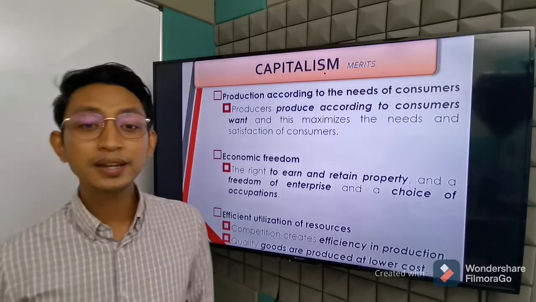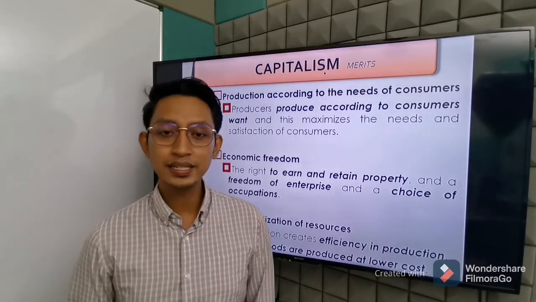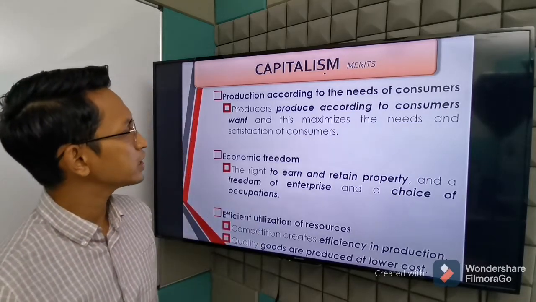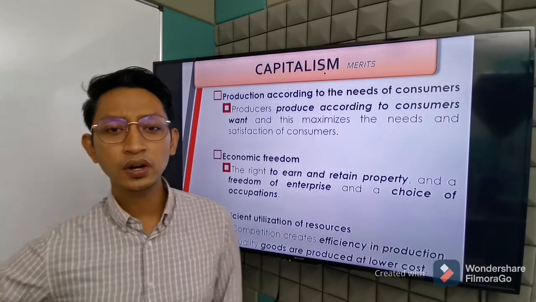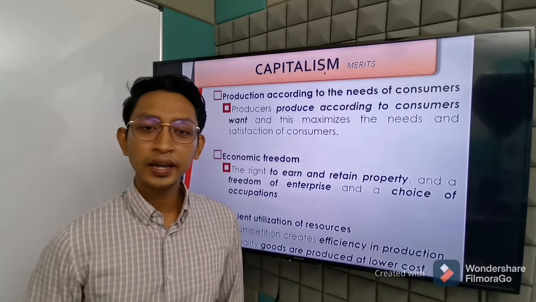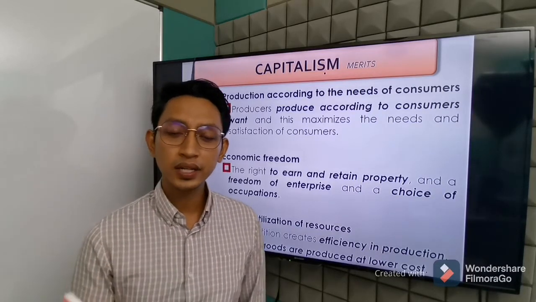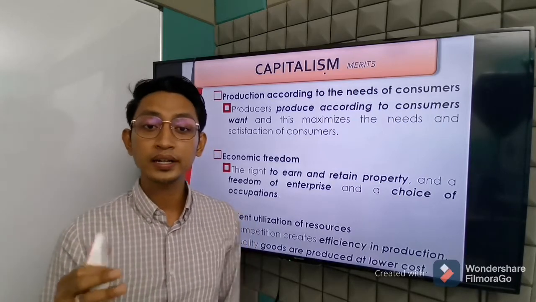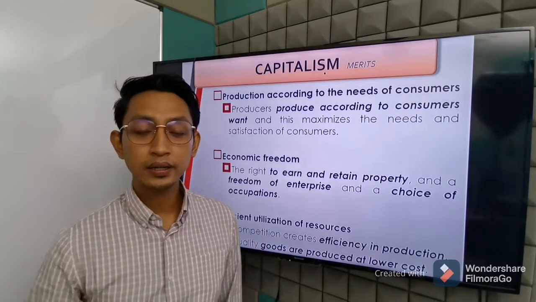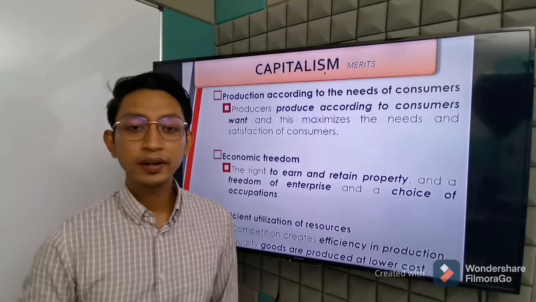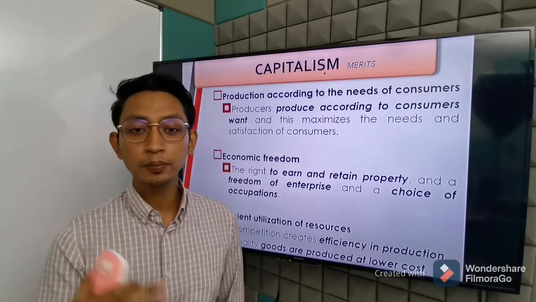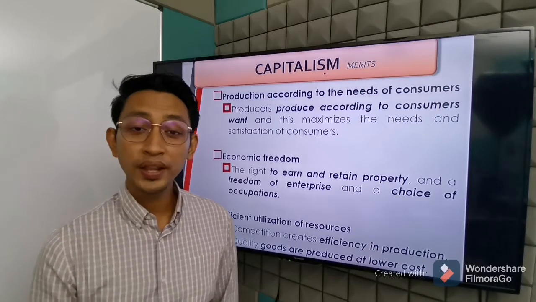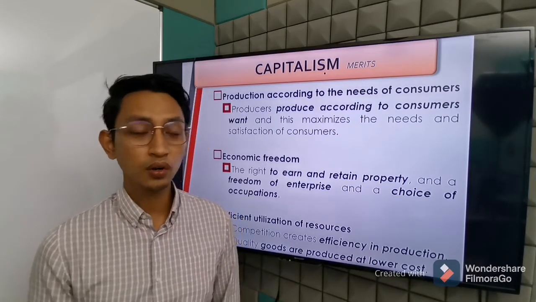Okay, so let's look at the merits or advantages of capitalism. First one, production according to the needs of the consumers, of course. So how do they answer the question of what to produce? They will be based on what the customer needs or what the customer demands. If the customer demands more food, then they will produce more food. If the customer demands more clothing, for example, then they will produce more clothing.